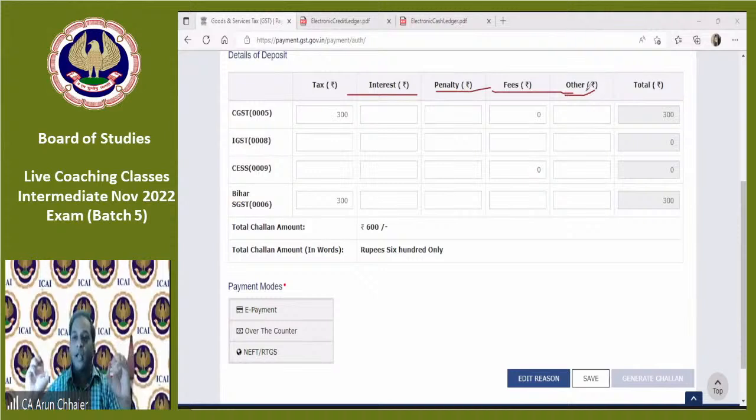Fine. So now, what is the source of the electronic cash ledger? You will say, whatever payment you make directly, either through bank or RTGS or NEFT, etc. What is the source of the electronic credit ledger? It is GSTR 3B.